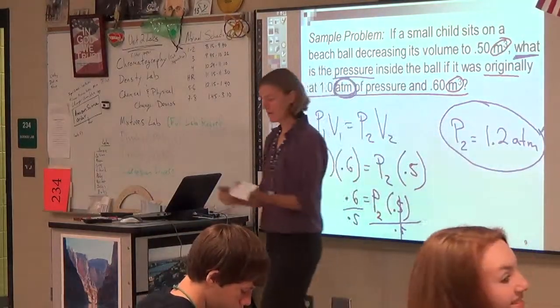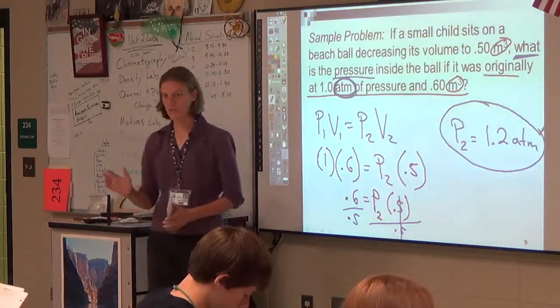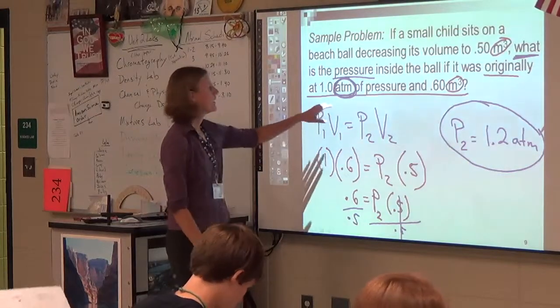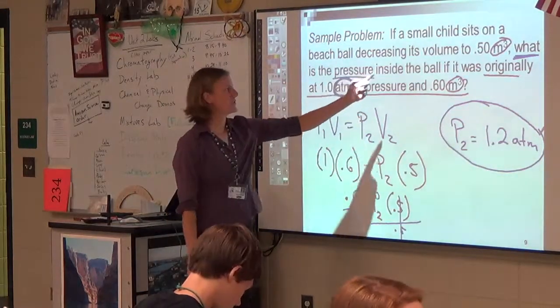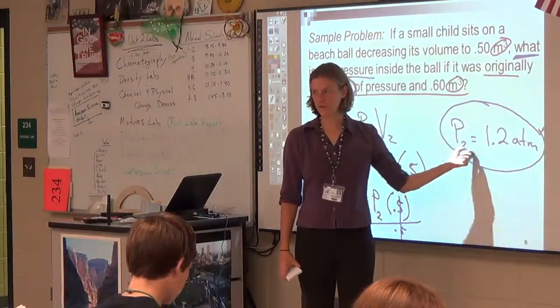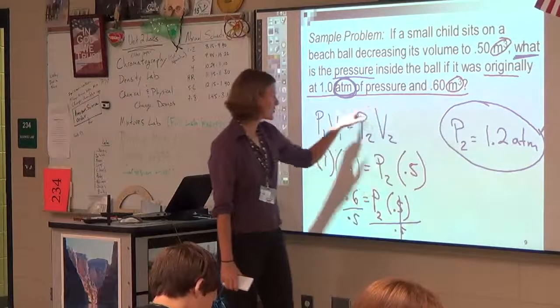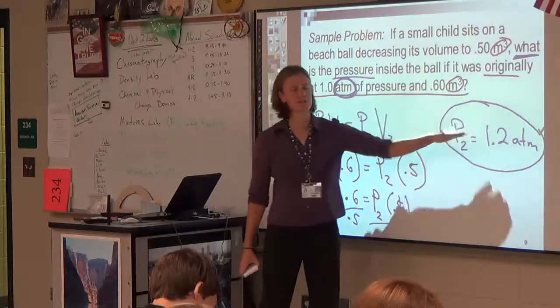And try to double check and make sure your answer makes sense. Make sure you didn't switch the numbers, because, I mean, if the person is sitting on the ball, should the pressure go up or down? Up. So you've got to know your answer is bigger than the original pressure. It should make sense that it's bigger than 1.